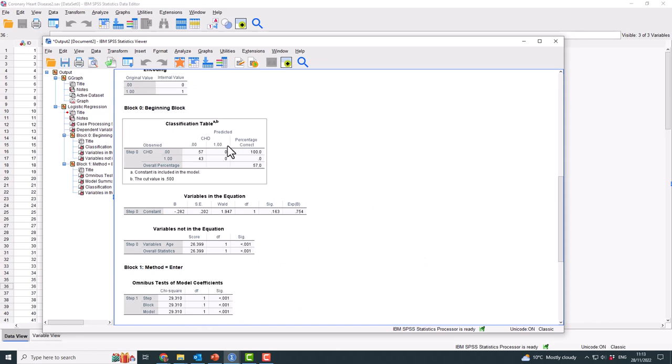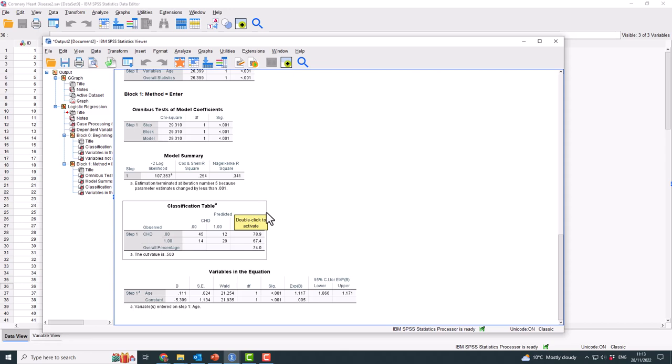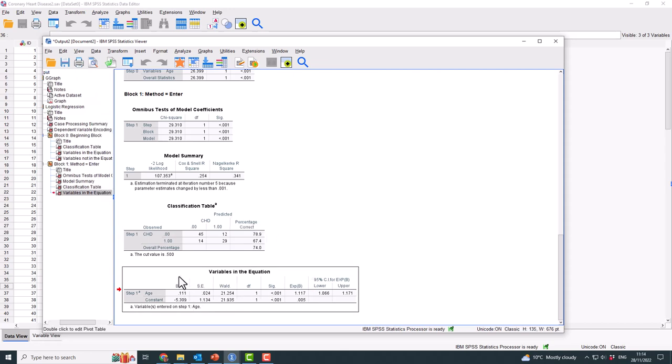So it's telling you how it builds the model. So this is telling you what the variables are within the equation when it sets it up. Now if I go down to the bottom here, this is the variables in the equation once it's fitted the data. So that's the starting point, and this is the fit. So it tells you that the B, which is the kind of equivalent to the slope, but it's used as a predictive thing, is 0.111. The lower confidence bound is 1.066, the upper is 1.171. The constant is minus 5.309, and the thing that you want to look at is the significance.